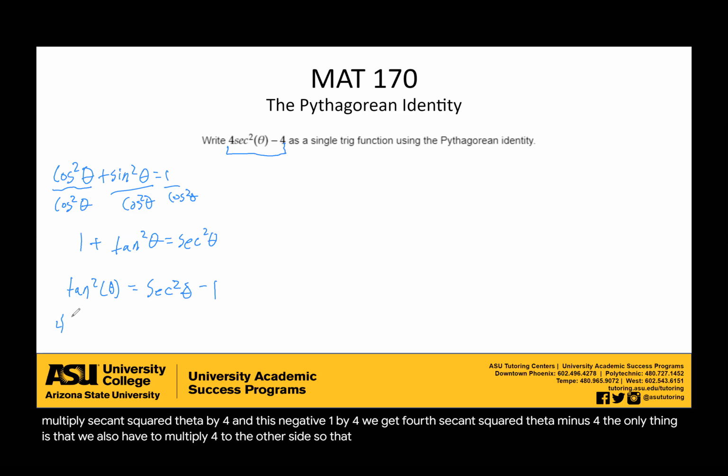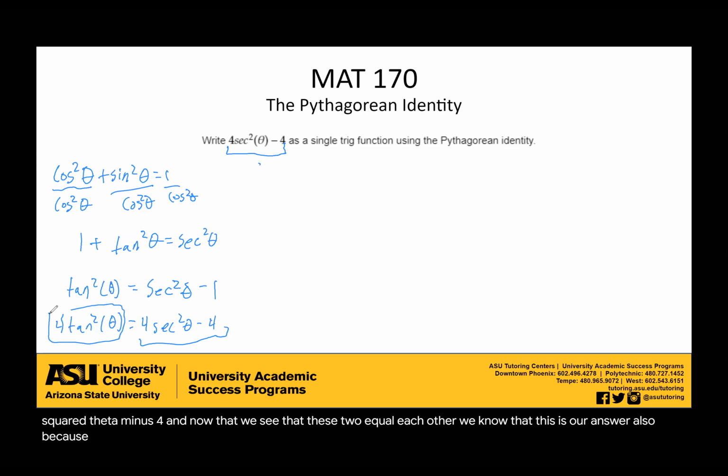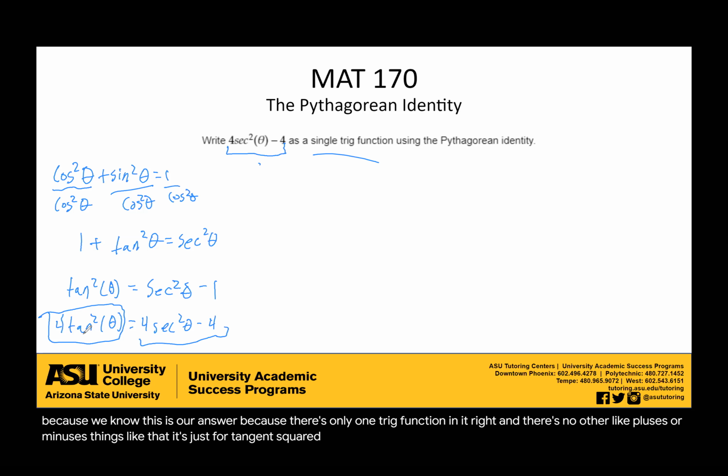So that means we have 4 tangent squared theta equals 4 secant squared theta minus 4. And now that we see that these two equal each other, we know that this is our answer. Also, we know this is our answer because there's only one trig function in it, right? And there's no other pluses or minuses, things like that. It's just 4 tangent squared theta. So that's our answer.